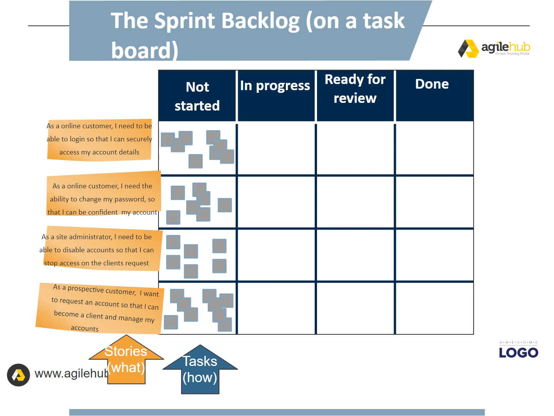Sprint backlog. The sprint backlog is composed of the sprint goal (why), the set of product backlog items selected for the sprint (what), as well as an actionable plan for delivering the increment (how). On a task board we break the stories down into stages of not started, in progress, ready for review, and done.